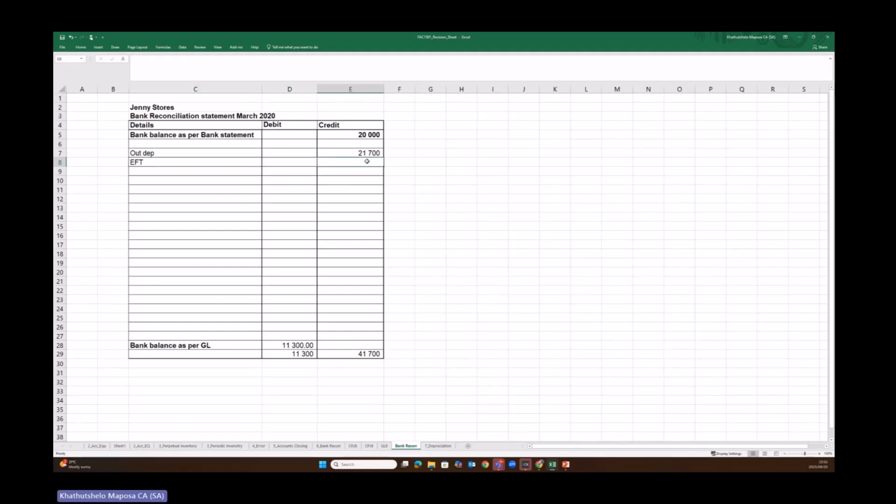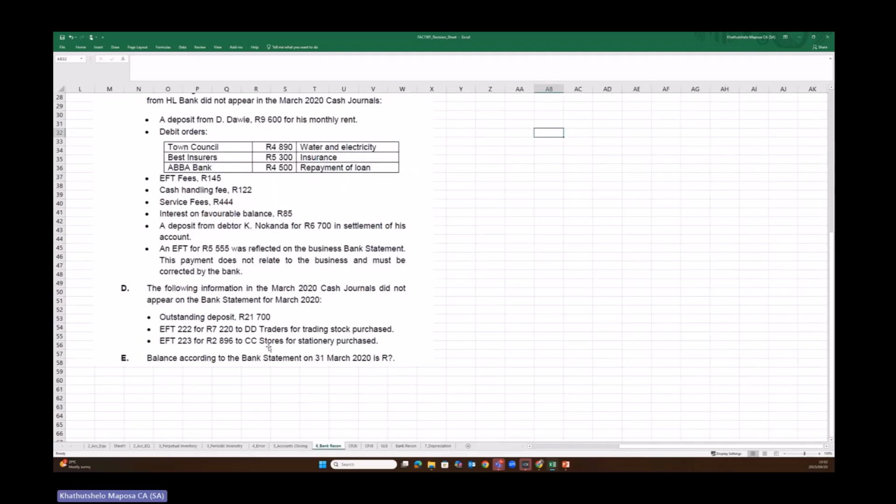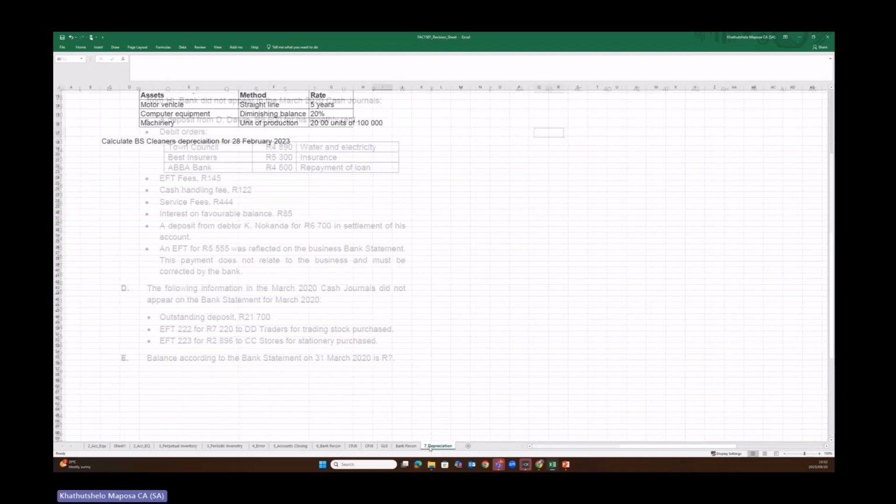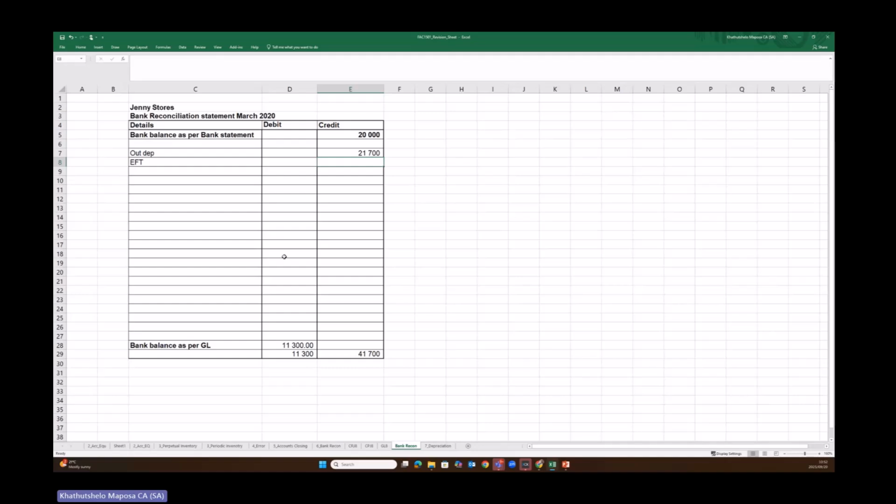Remember, you ask yourself a question. Will the 7,220 increase or decrease my bank balance? Because these are the payments, they will decrease your bank balance. Decreasing bank balance meaning on the bank statement on the opposite side, which is the negative side, which is 7,220. I will pause here on the bank reconciliation statement.